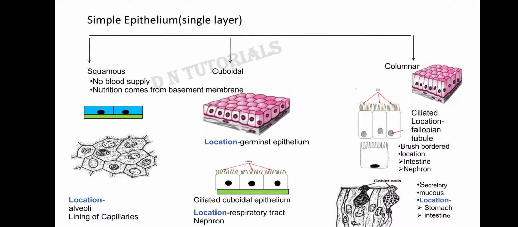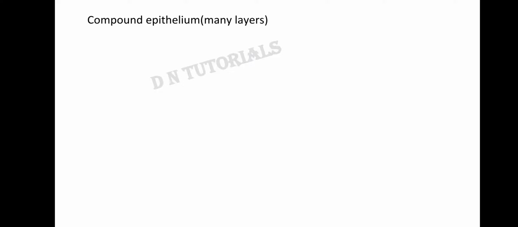Right? So these were the three categories of the simple epithelium based on their shapes. The next one is the compound epithelium. Compound epithelium means when there are many layers of the epithelium. Such an epithelium is called a compound epithelium. It is also called a stratified epithelium.